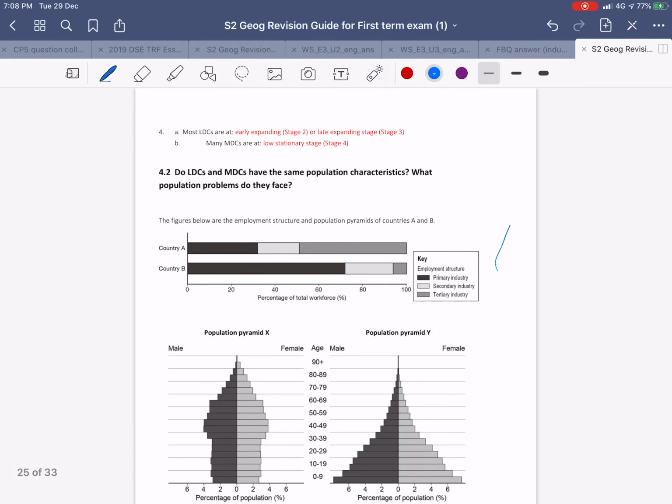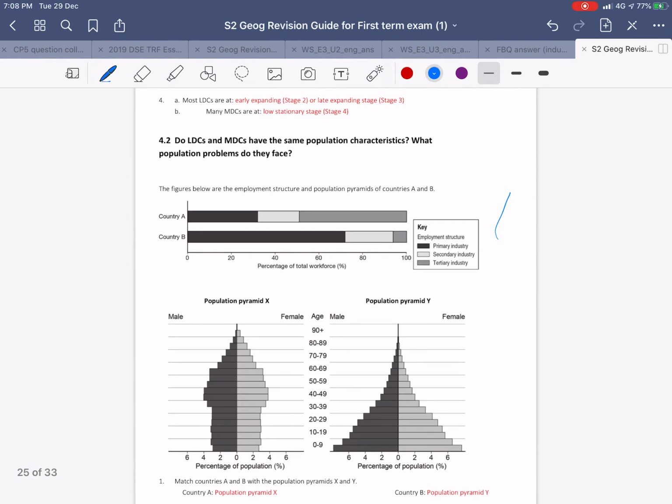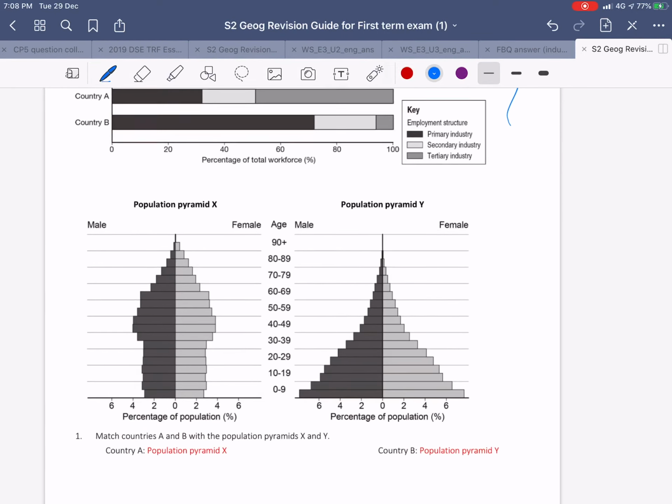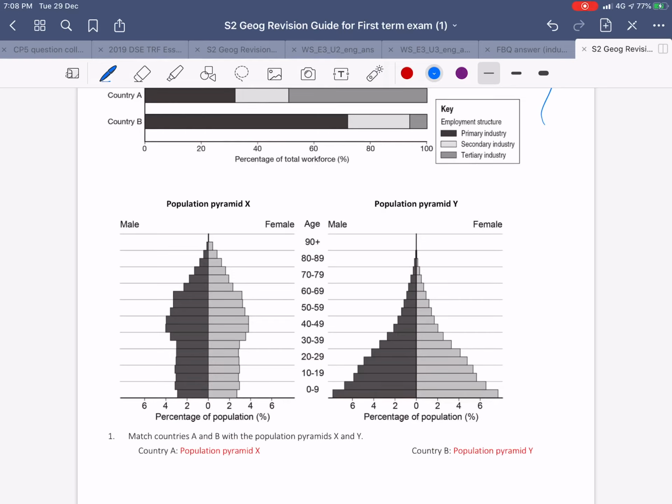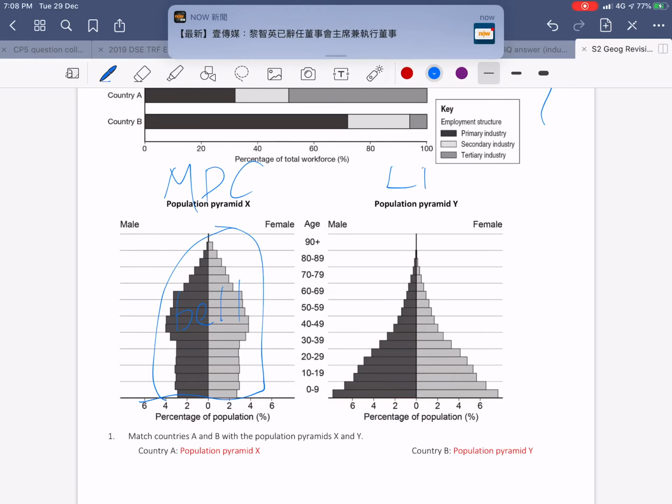Okay, the last reminder for you, with this one. The difference between different countries' population pyramids. This one, MDC. MDC looks like a barrel shape. And the LDC is talking about a triangular shape.